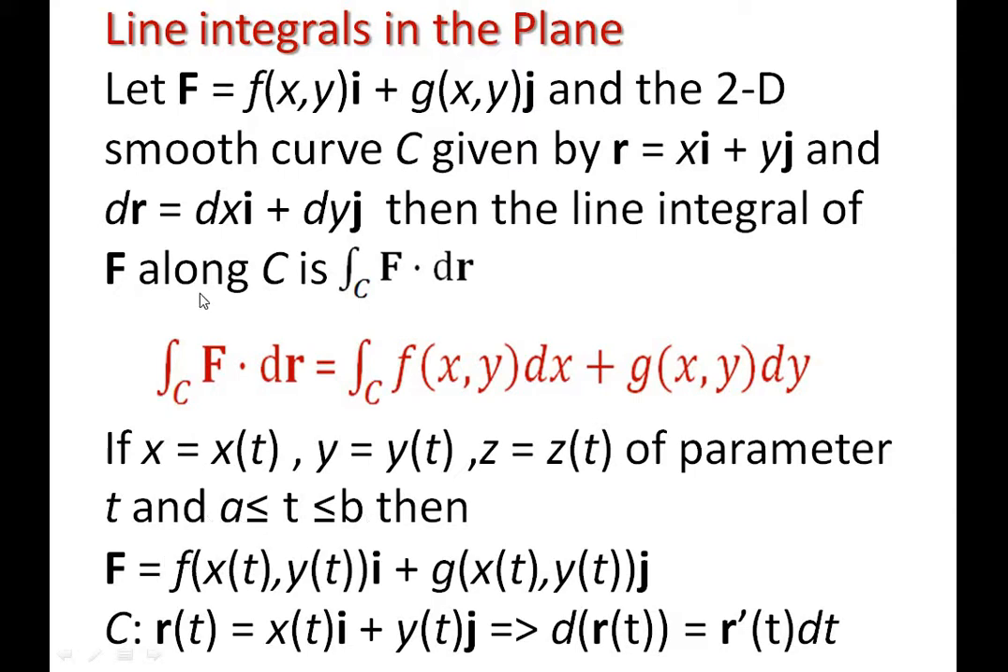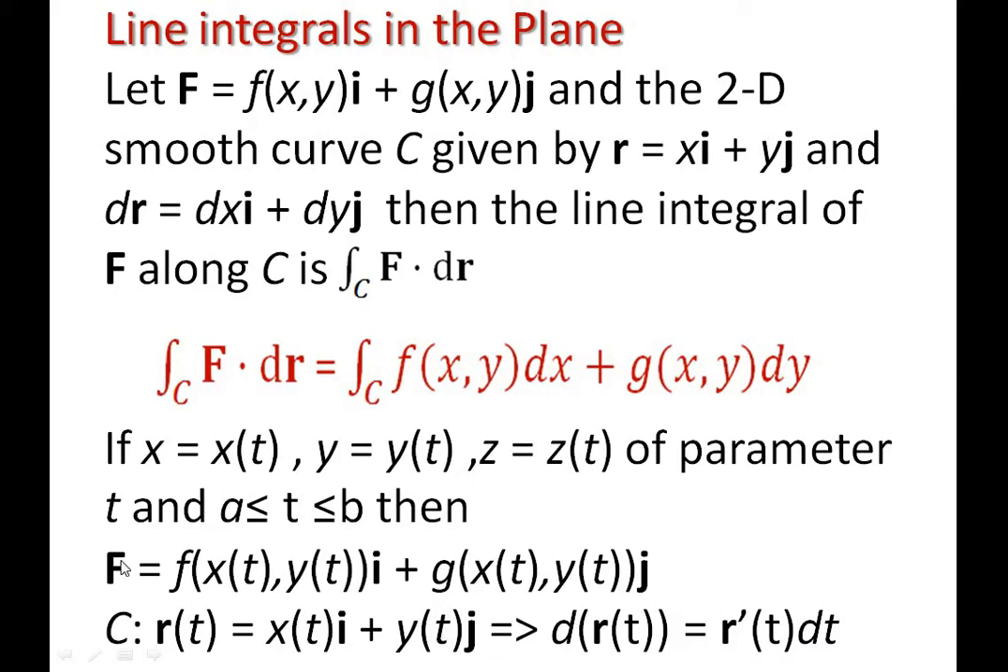Then instead of x in the vector function f, we substitute x of t, and instead of y we substitute y of t. Then the vector function f becomes f of x of t, y of t, I cap plus g of x of t, y of t, j cap. Similarly, the smooth curve C becomes r of t equal to x of t I cap plus y of t j cap, which implies d r of t, that is d of r of t, equals r dash of t dt. Here r dash of t is the derivative of r with respect to t.